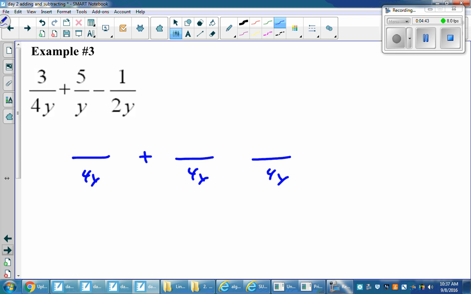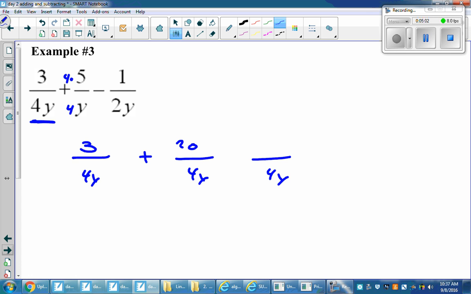Now I have to look to see if I made any changes. In my first fraction, I already had a 4y. Didn't change anything in the bottom. Don't change anything in the top. In my second fraction, I went from having a y to having a 4y. So I had to have multiplied the bottom by 4. If I multiply the bottom by 4, I have to multiply the top by 4. So that makes that 20.